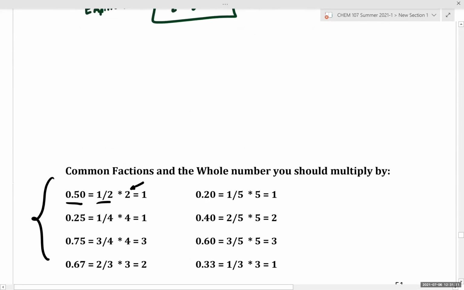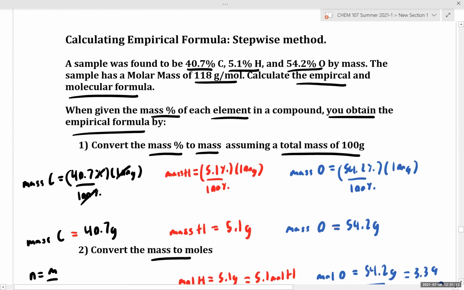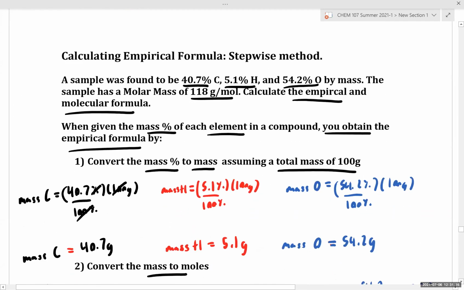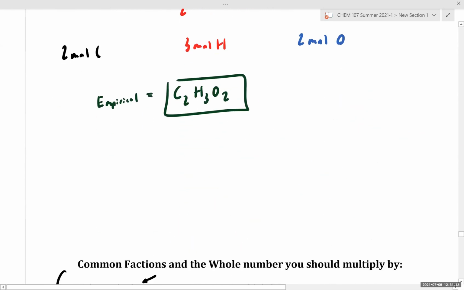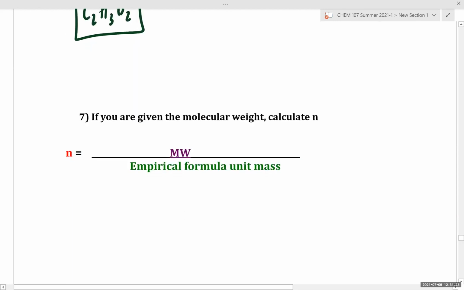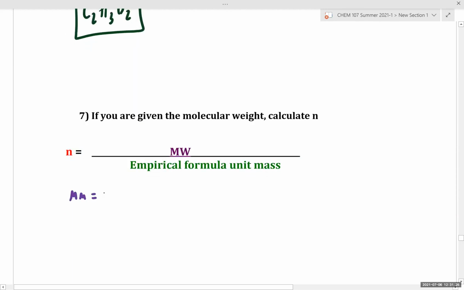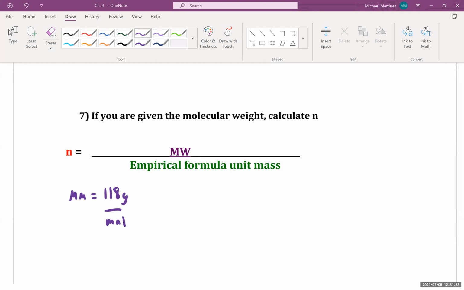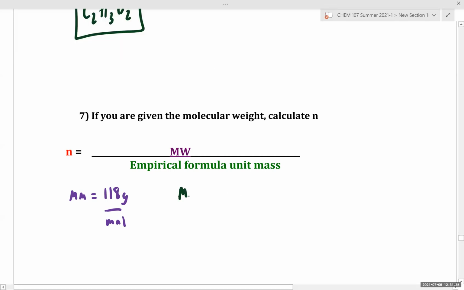So going all the way back to the start of this problem, we're given that our molar mass was 118 gram per mole. Okay, so let's write that down. We are given that our molar mass for this molecular compound was 118 gram per mole. We can calculate the molar mass of our empirical formula unit by adding up the mass of each element.